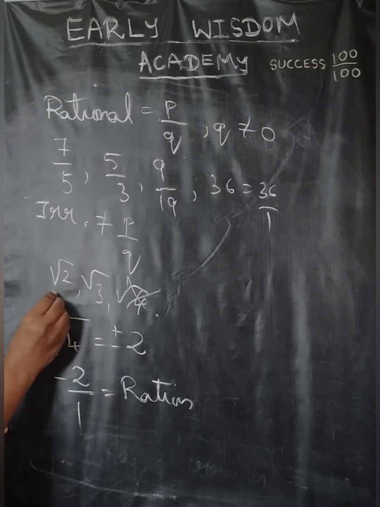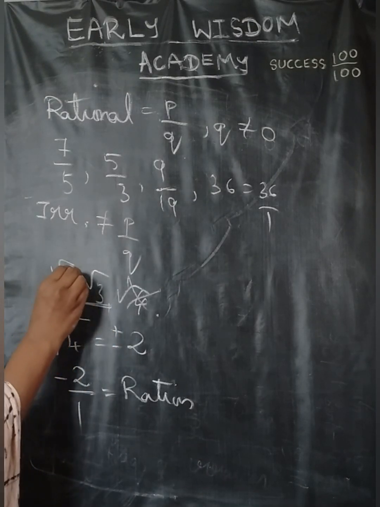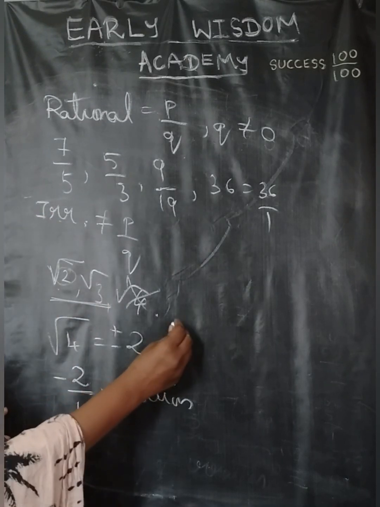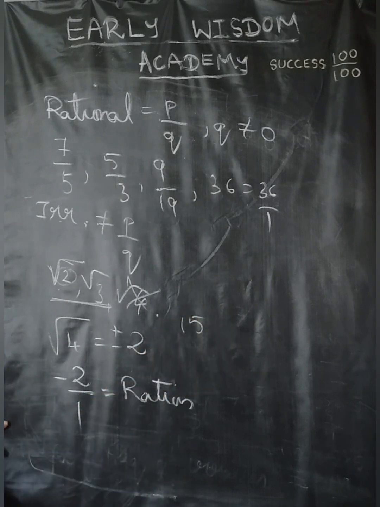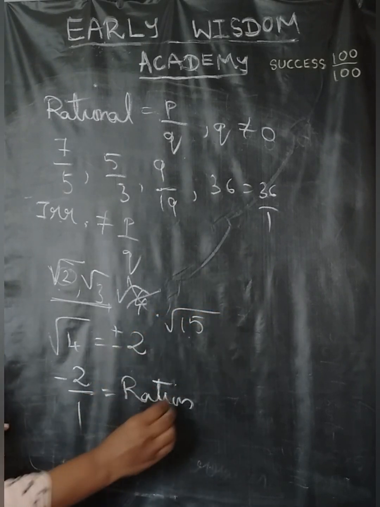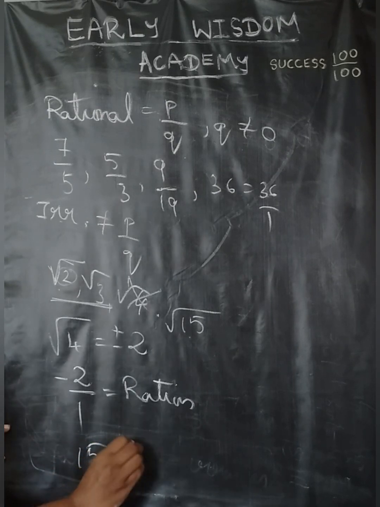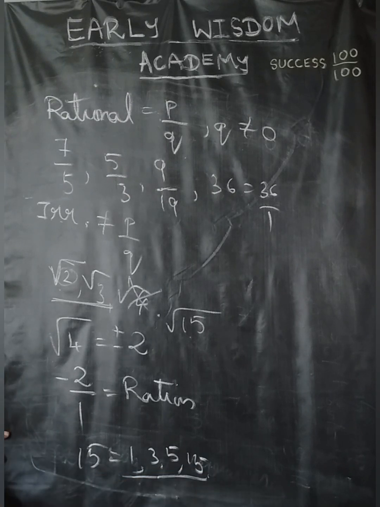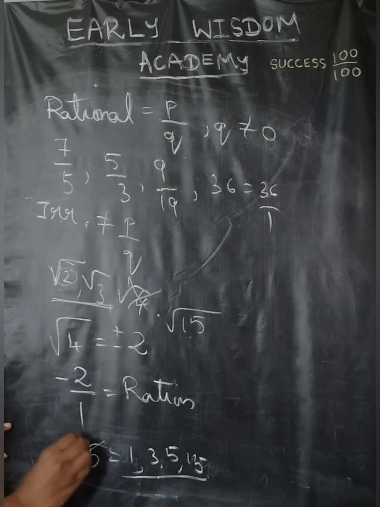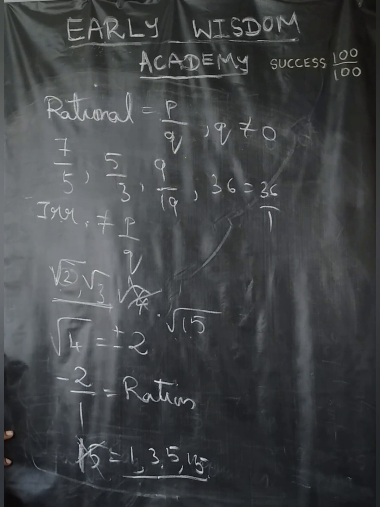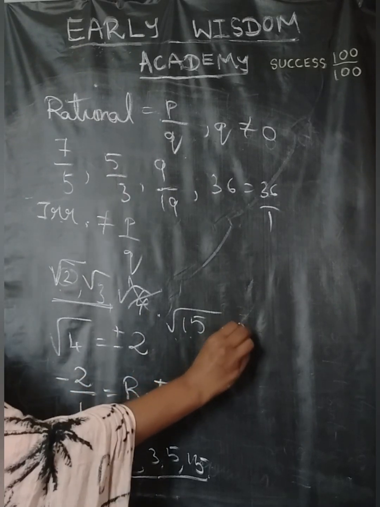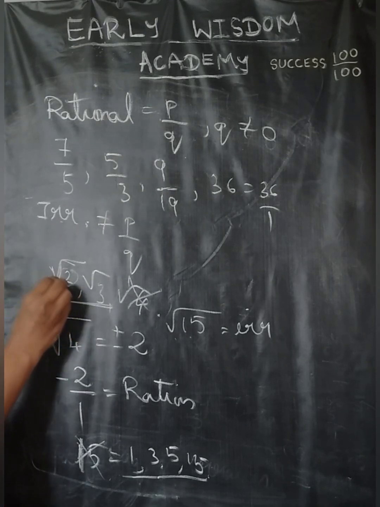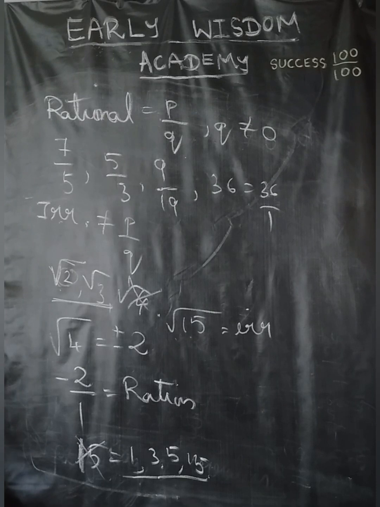Then, is it necessary to have only prime numbers under the root to have an irrational number? No, because 15 is not a prime number; 15 has factors 1, 3, 5 and 15. It has more than 2 factors, therefore 15 is not a prime number, but still root 15 is an irrational number. Therefore, the number under the root need not be a prime number to form an irrational number.